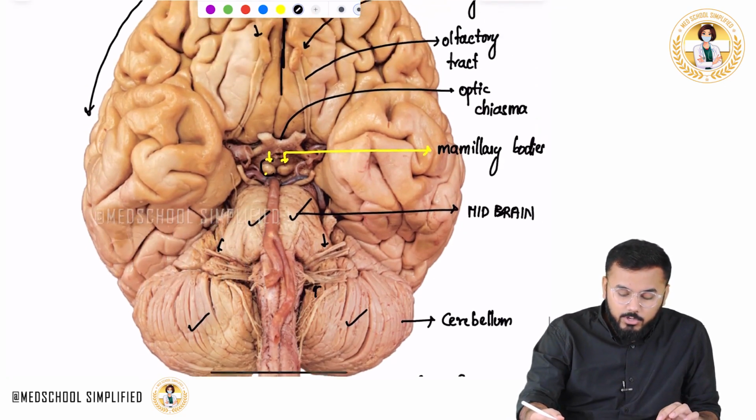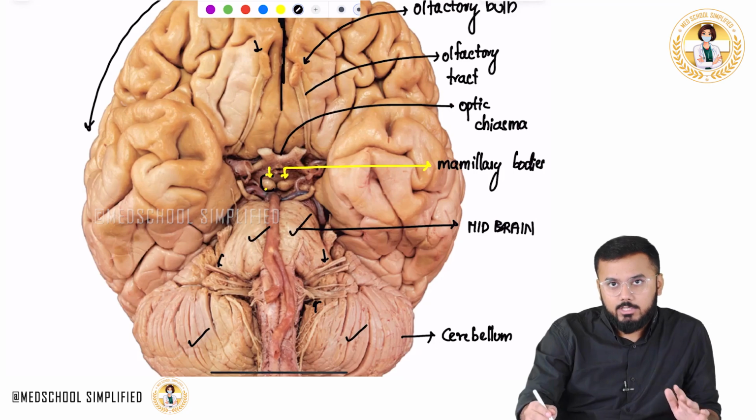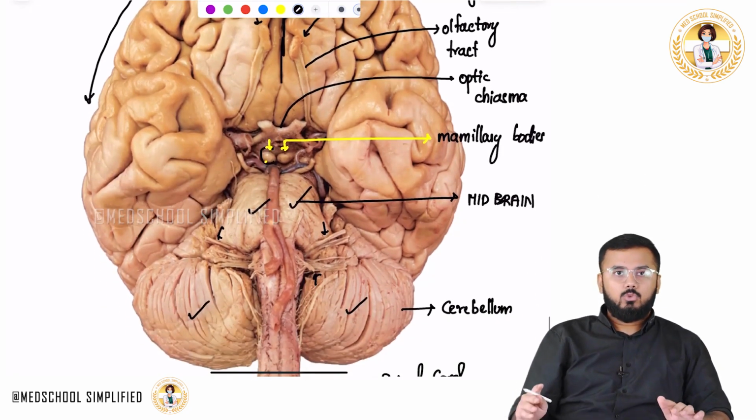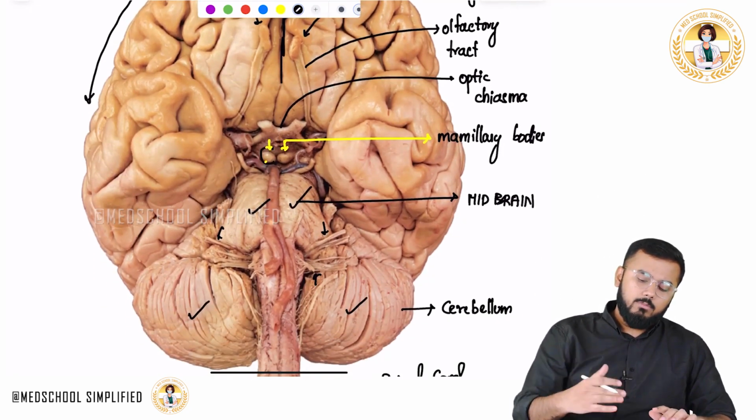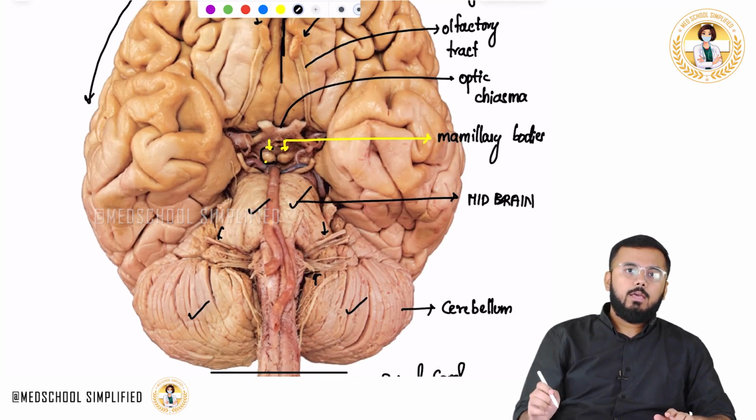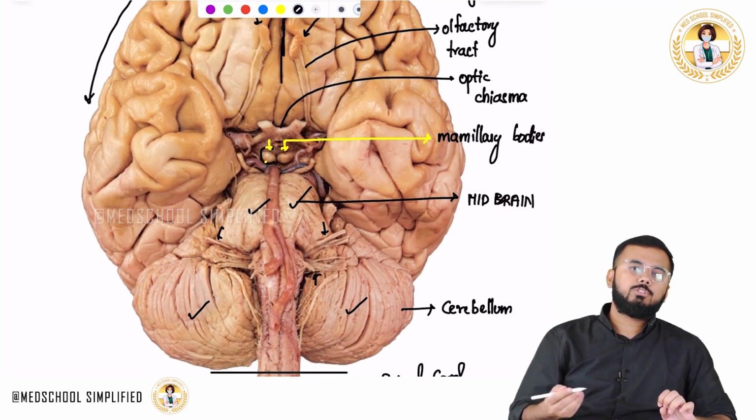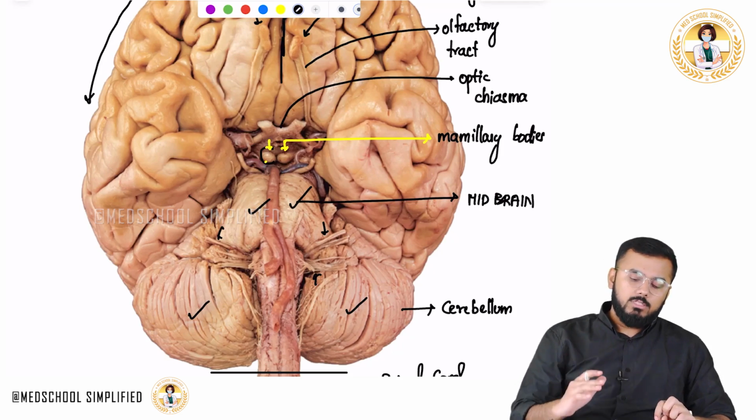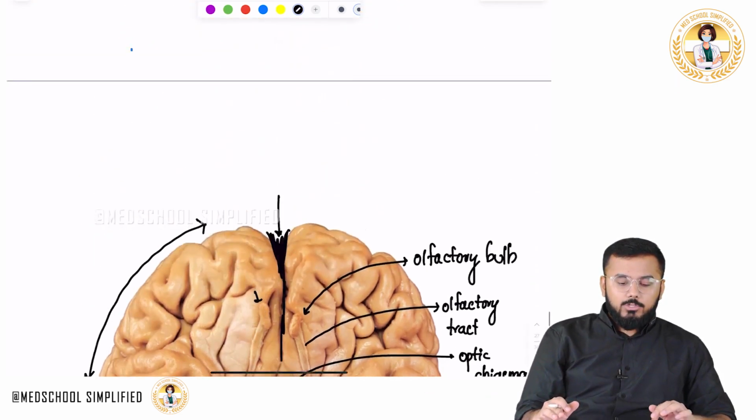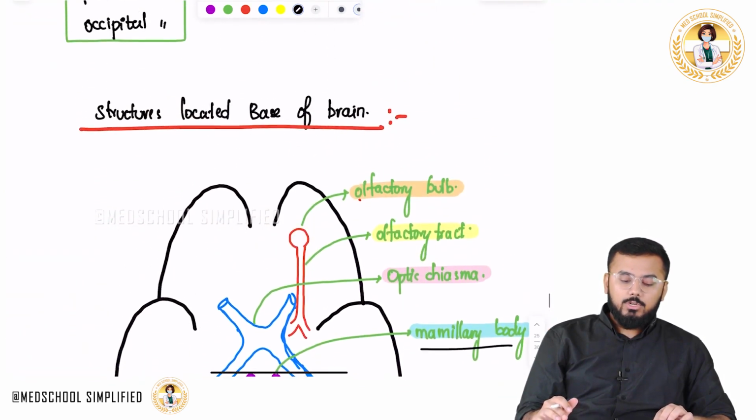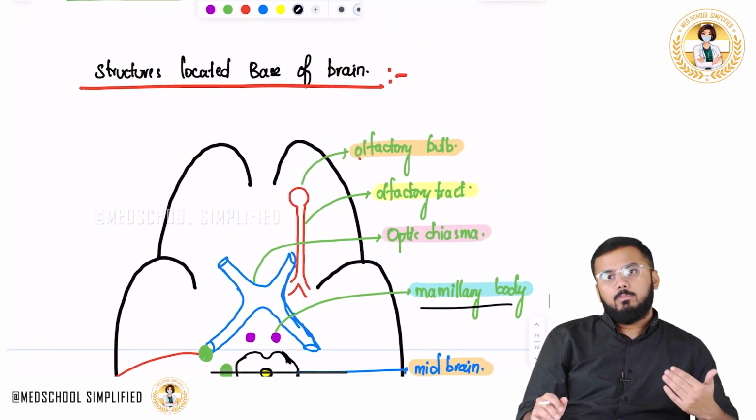What you have to know is that these are the structures that are located at the base of the brain. They can put up this picture and point an arrow at one of the important structures, and ask you what this structure is, what that structure is, and so on. So this is pretty important to know. These are some of the important things you need to know regarding the structures located at the base of the brain.